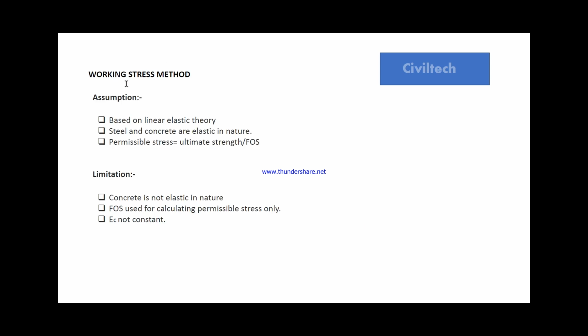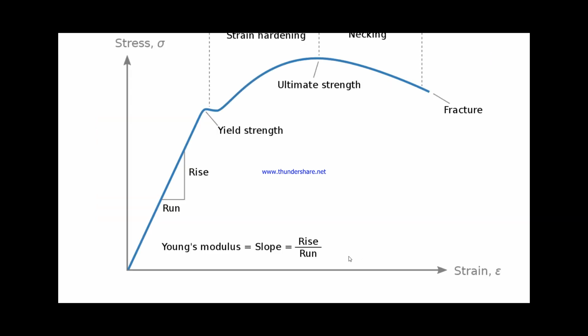Under working stress method, there are a few assumptions. First, working stress method is based on linear elastic theory. Second, steel and concrete are elastic in nature. From these first two assumptions, we can understand that whenever we design any section using working stress method, we are using the strength of the material only up to this point.